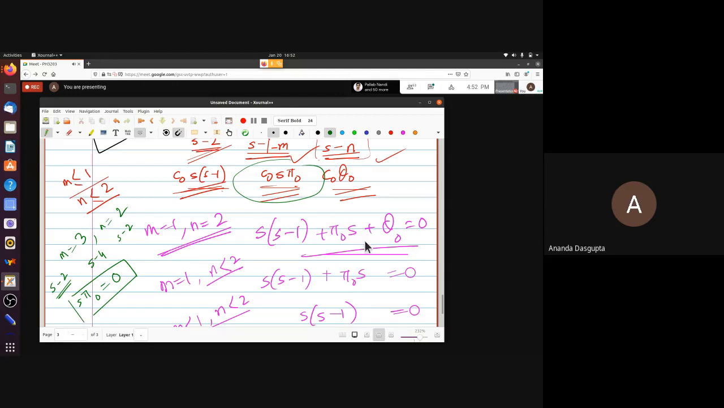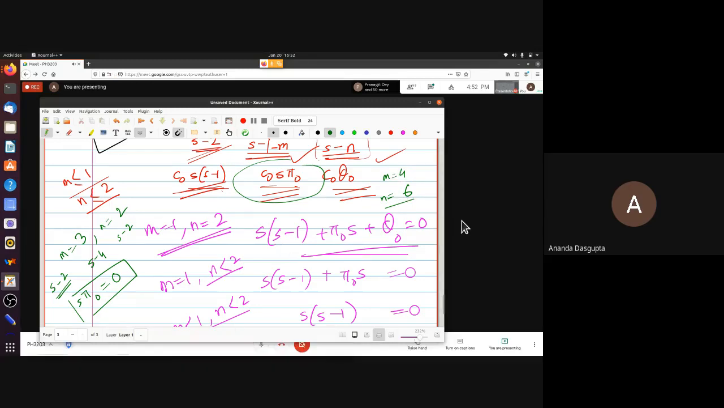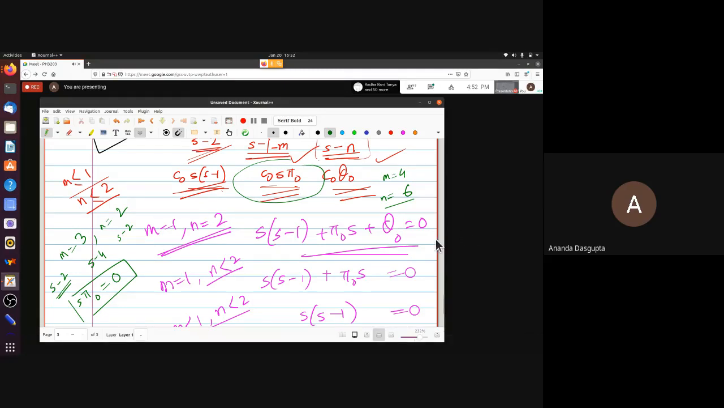By the way, if you had something like, say, m equals 4, n equals 6, well, can anybody tell me what the indicial equation would be?